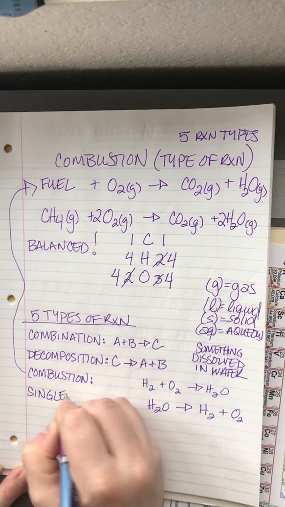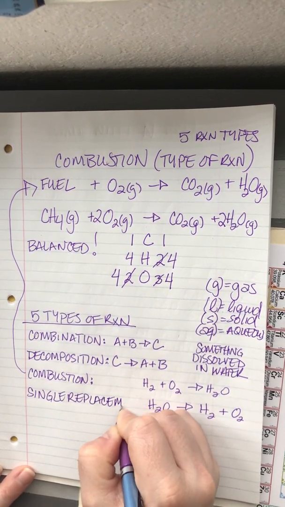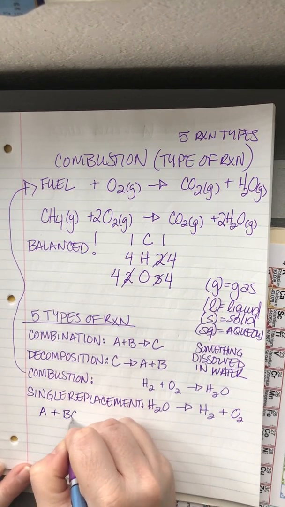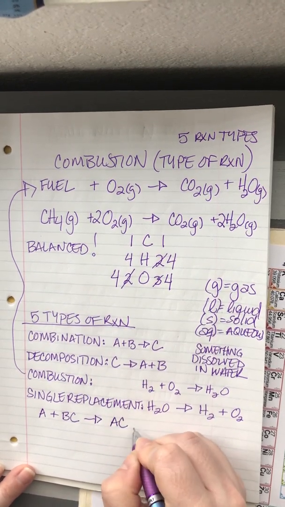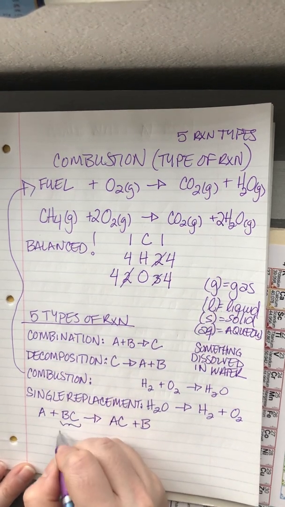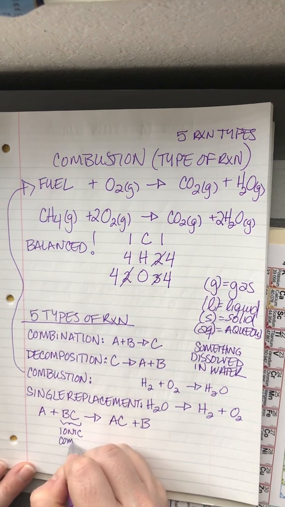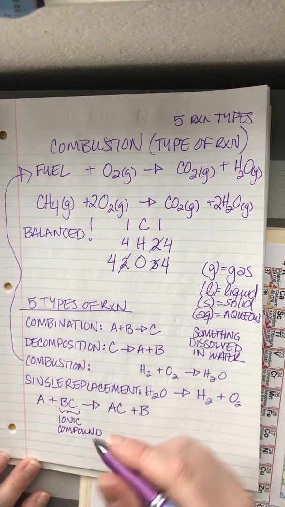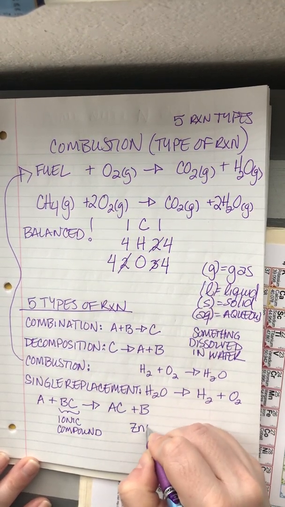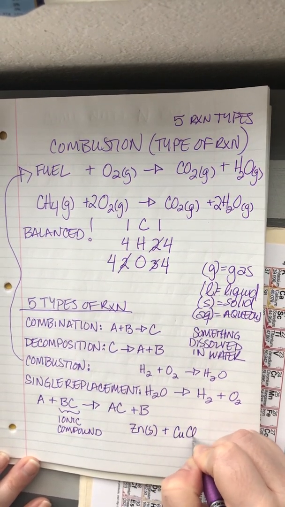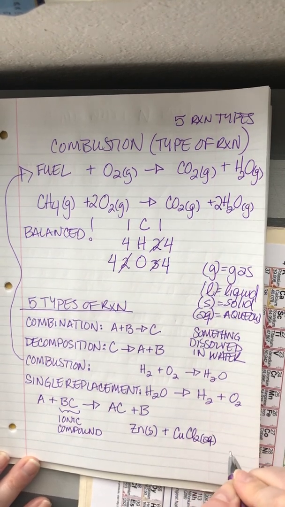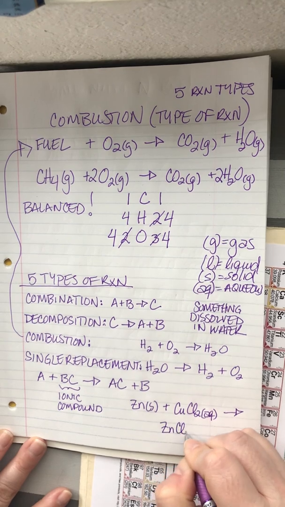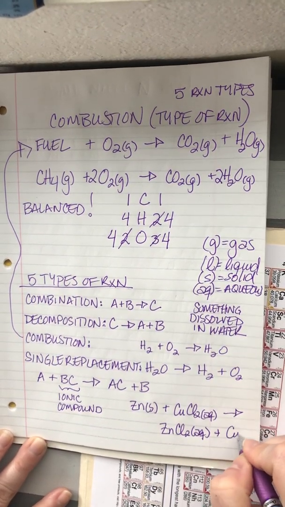Single replacement. And single replacement is going to have the general form A plus BC goes to AC plus B, okay? Where BC is an ionic compound. Okay. So let me give you an example of a reaction like that. If we take zinc metal and we react it with copper chloride in water, we'll get zinc chloride and copper solid.